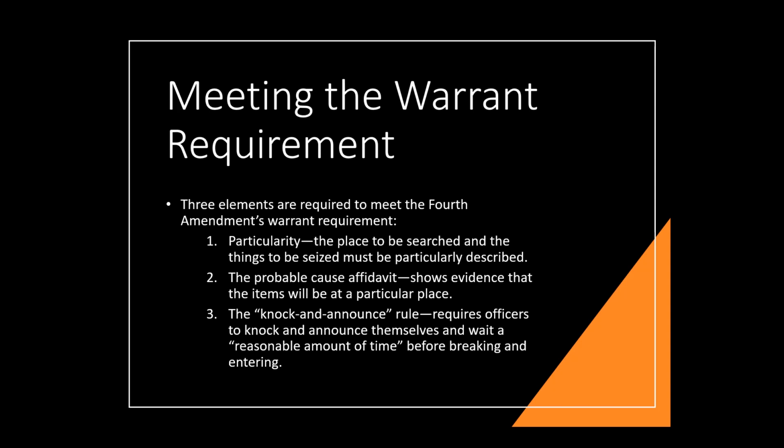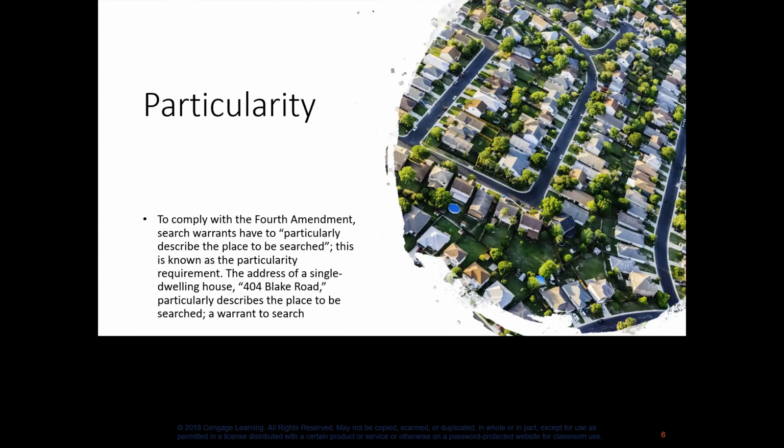So let's look at that first one a little bit more. That's particularity. First of all, you should think of particularity as a location and an item. Think of them both. You've got an aerial view there of classic suburbia, all the little houses all in a row. If you're going to conduct a search of an area, you go to the magistrate and you say, I want to search 404 Blake Road. That's the first part of particularity that the courts are going to address.